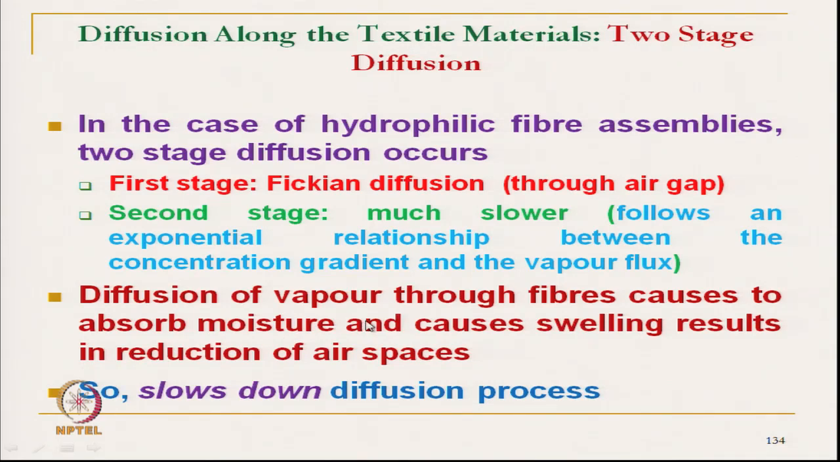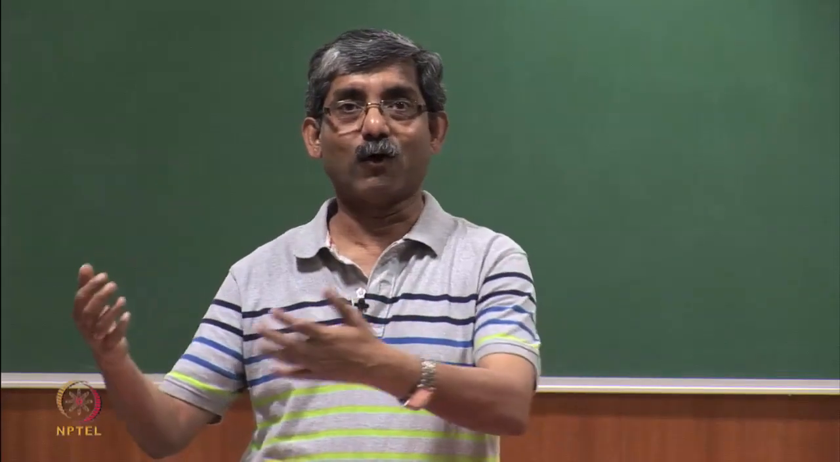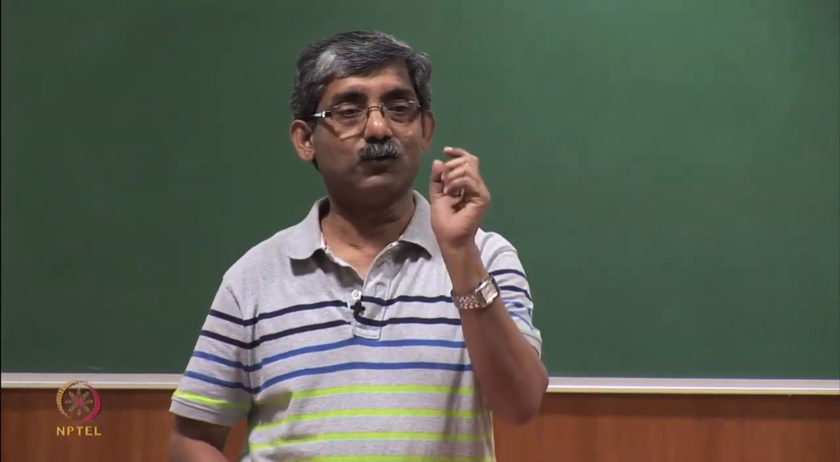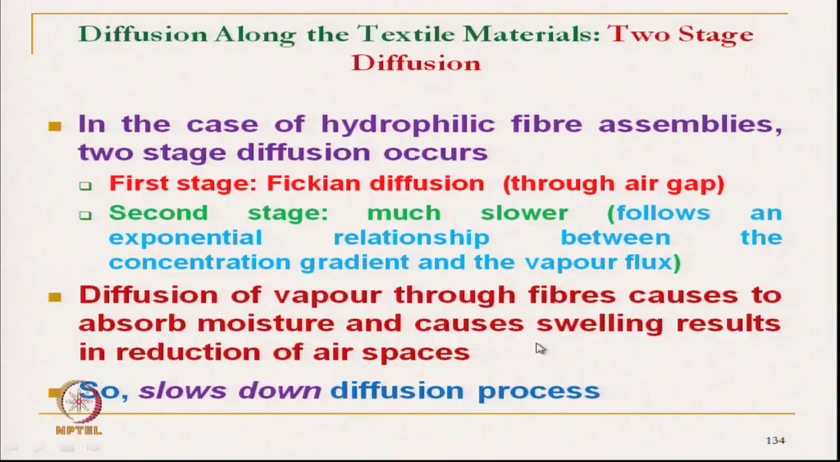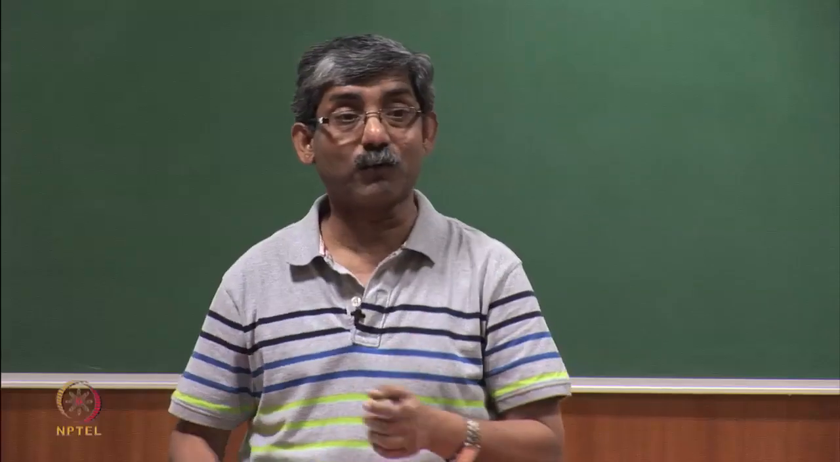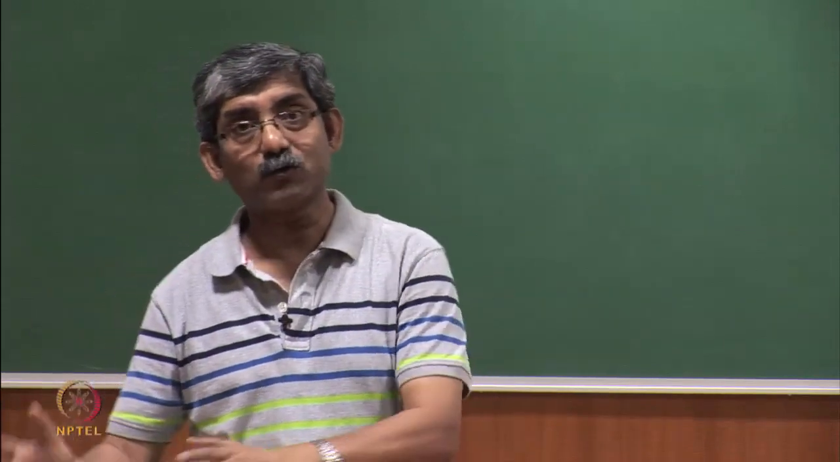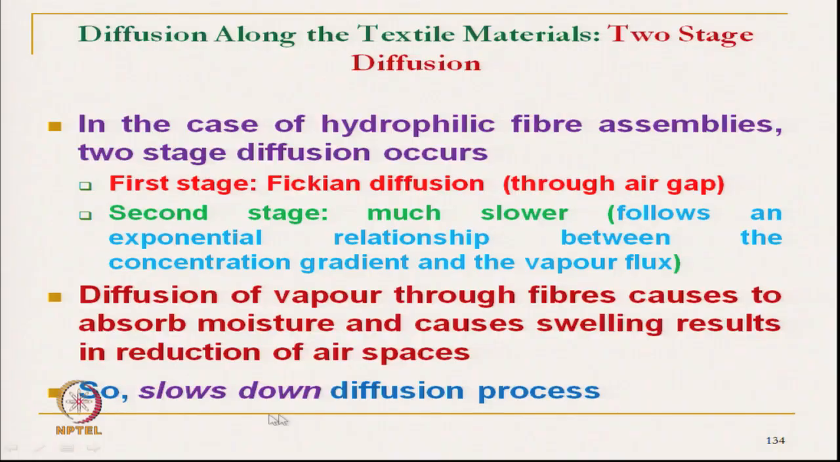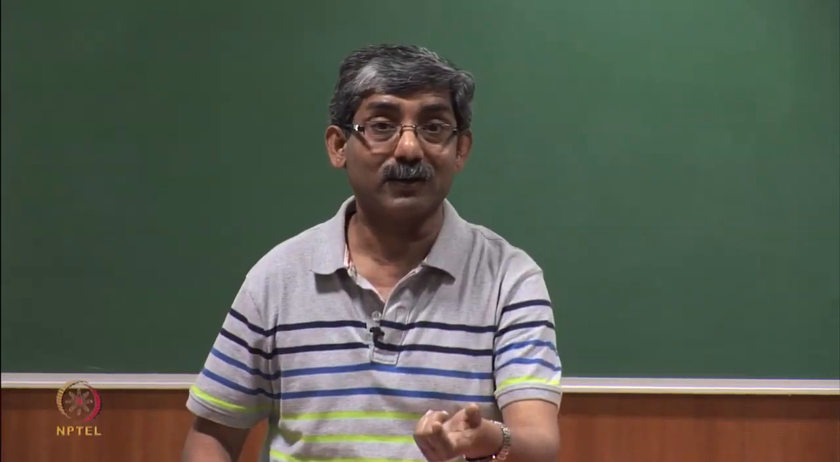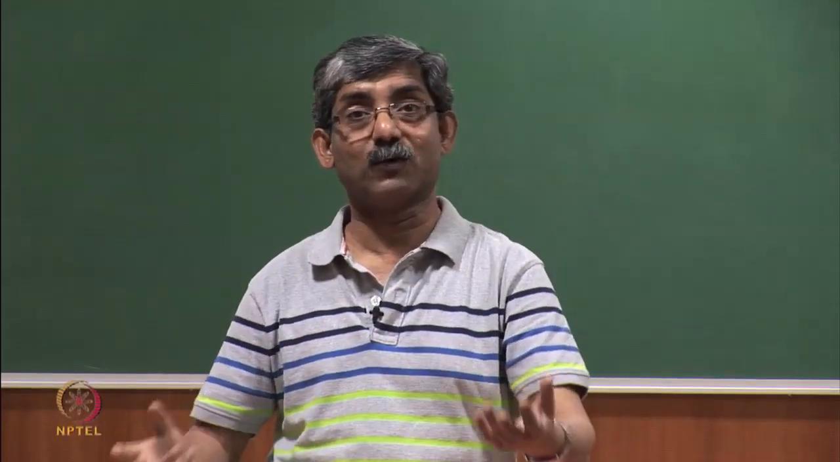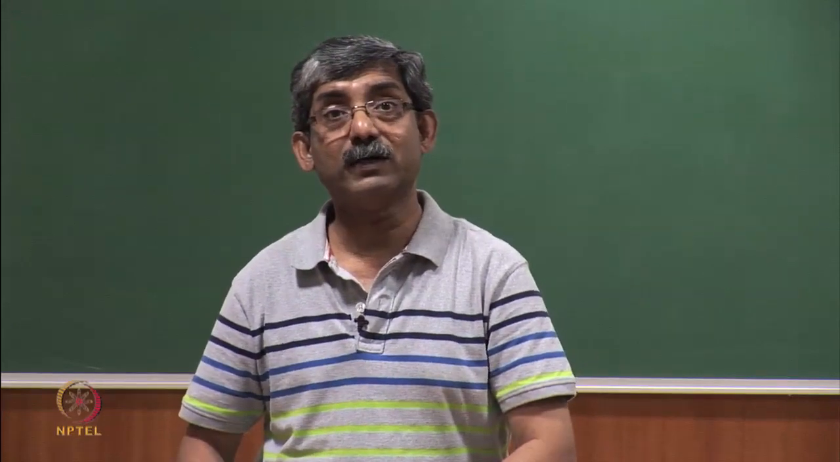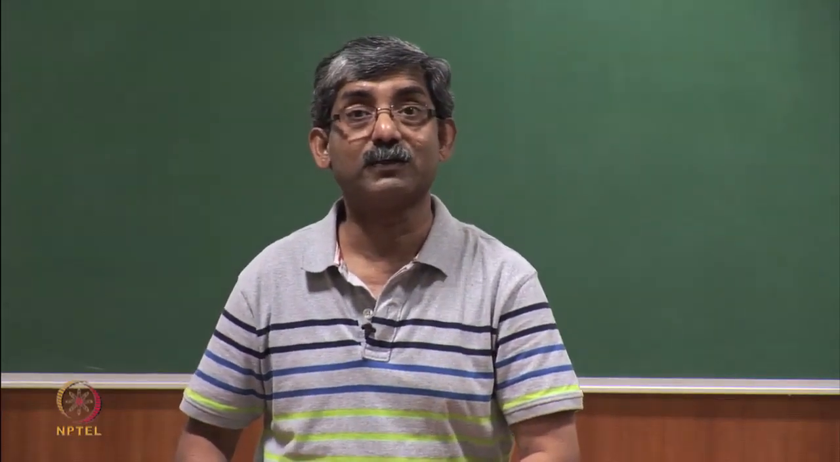When non-Fickian diffusion takes place in a hydrophilic fiber, due to absorption of moisture the fiber swells, so sometimes it slows down diffusion. Which diffusion does it slow down? It is the Fickian diffusion. So non-Fickian diffusion also affects the Fickian diffusion by reducing the pore volume. A fiber like cotton is an example where, when it swells up, it slows down the Fickian diffusion.